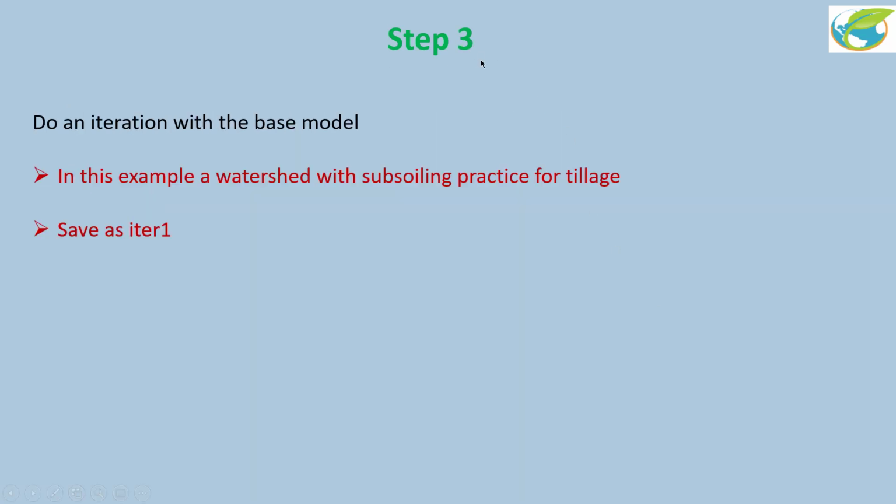Step three is to do an iteration with the base model. Our base model in this example is a model where the farmer practices subsoiling, which is one of the worst possible tillage practices there are. But we want to compare, so he's using subsoiling and wants to know if he can implement zero tillage or filter strip. So you do an iteration here with the parameter ranges that I showed before, and you save this as iteration one. That would be your base model iteration.